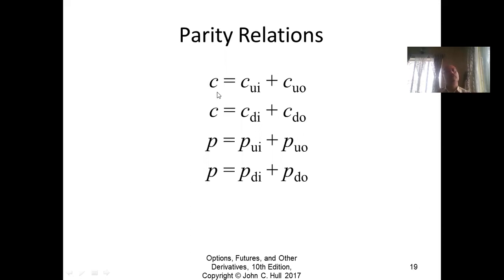So a simple call option can be thought of as a sum of 2 barrier options, up and in, up and out. By the same logic, it can also be thought of as 2 down options, down in, down out. And if I can do that for call, I can also do that for put. So I also have the third and fourth relationships like here. And of course, I have put call parity for the call and put options.